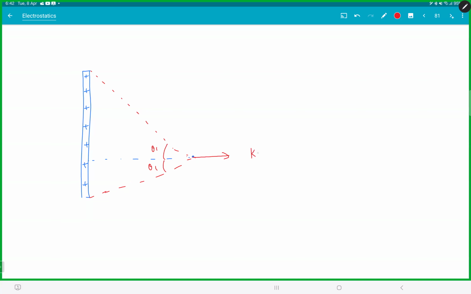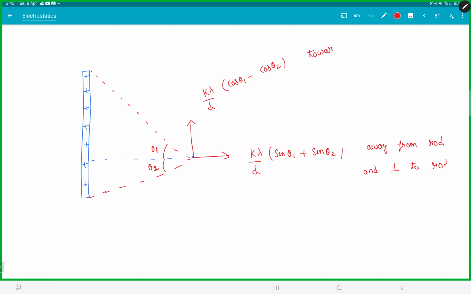So this component will be k lambda by d, sine theta 1 plus sine theta 2. This was easy. This was away from the rod. There won't be a problem here. You take anyone as theta 1, theta 2, you'll get the same thing. This is away from the rod and perpendicular to the rod. The other component we take like this: k lambda by d, cos theta 1 minus cos theta 2. This will be towards theta 1. So the signs will take care of themselves.